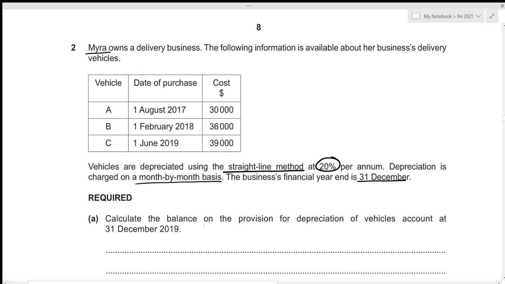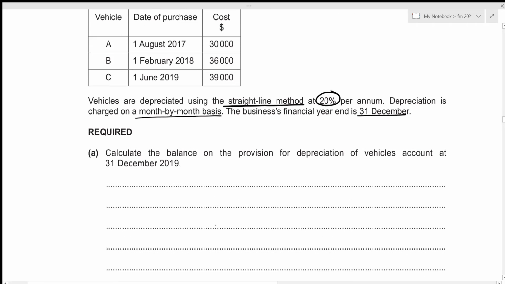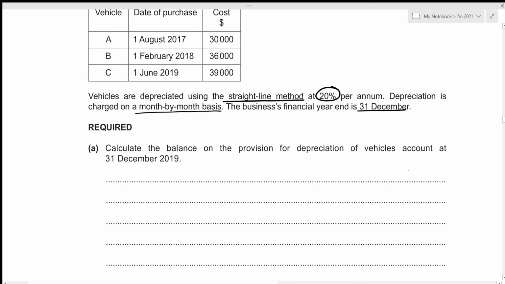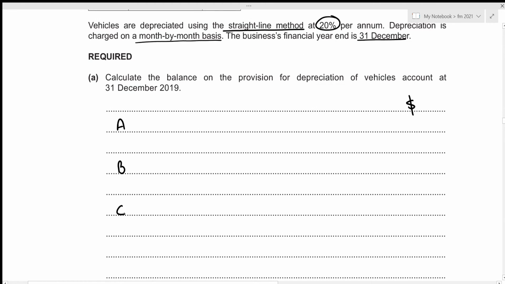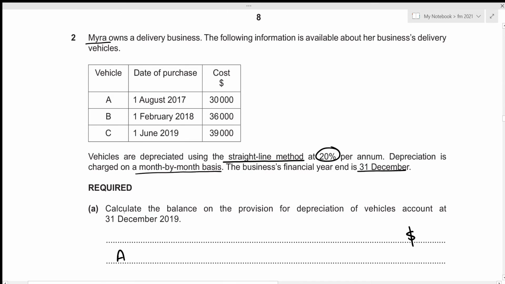Now for the first part of this question, we need to calculate the balance on the provision for depreciation of vehicles account at 31st December 2019. Okay, so let's create a statement. So we need to figure out the provision for depreciation for vehicle A, vehicle B, as well as vehicle C. Okay, now I'm going to prepare a timeline because it is easier to understand the time frame doing so. So we need to figure out the provision at the end of the year 2019, right?